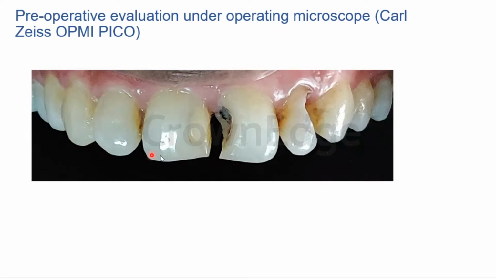So in such a case, you can see that in this image, I have done a pre-operative evaluation under the microscope.